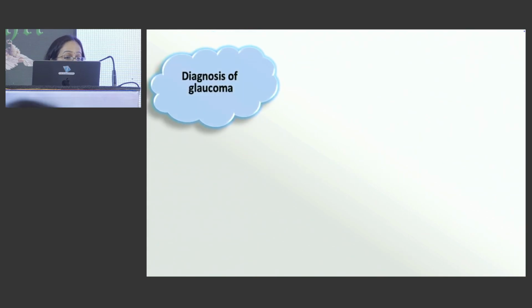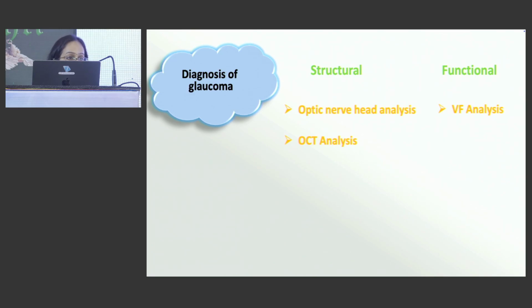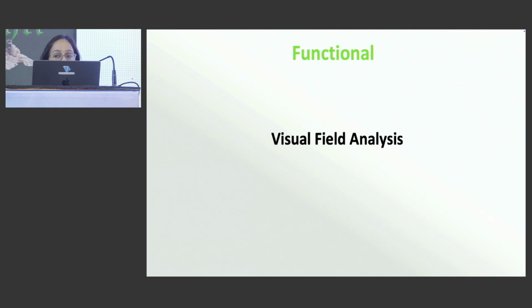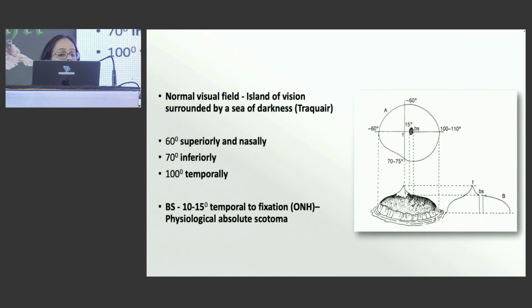So for the diagnosis of glaucoma, we should have a structural analysis, that is the optic nerve head analysis and the OCT analysis, and also the functional analysis, which is by the visual field analysis. A normal visual field is defined by Traquair as an island of vision surrounded by a sea of darkness. It is 60 degrees superiorly and nasally, 70 degrees inferiorly and 100 degrees temporally, and the blind spot is located 10 to 15 degrees temporal to the fixation.